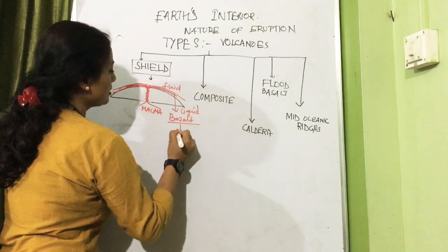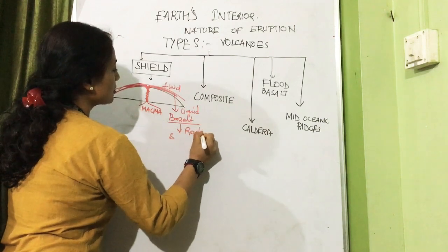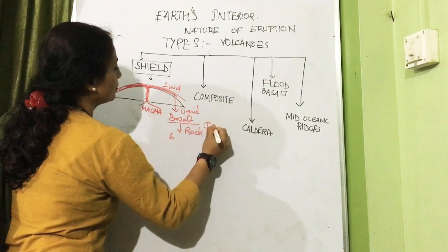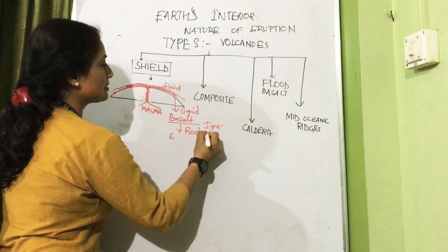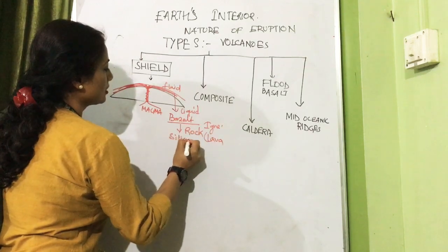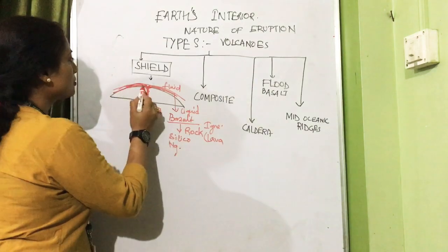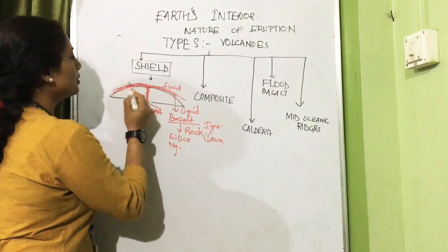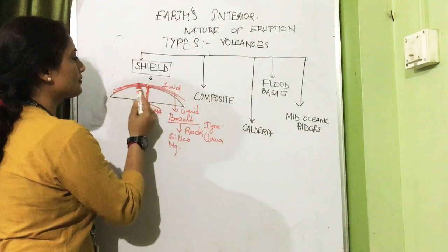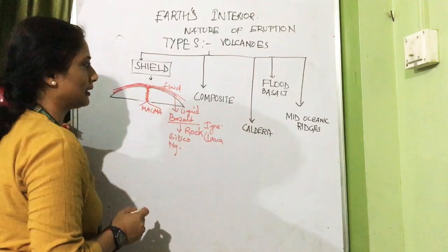Basalt is an igneous rock, also known as a lava rock, which consists of silica and magnesia. So this liquid basalt comes out on the surface and gives the shape of a shield, which forms a shield volcano.